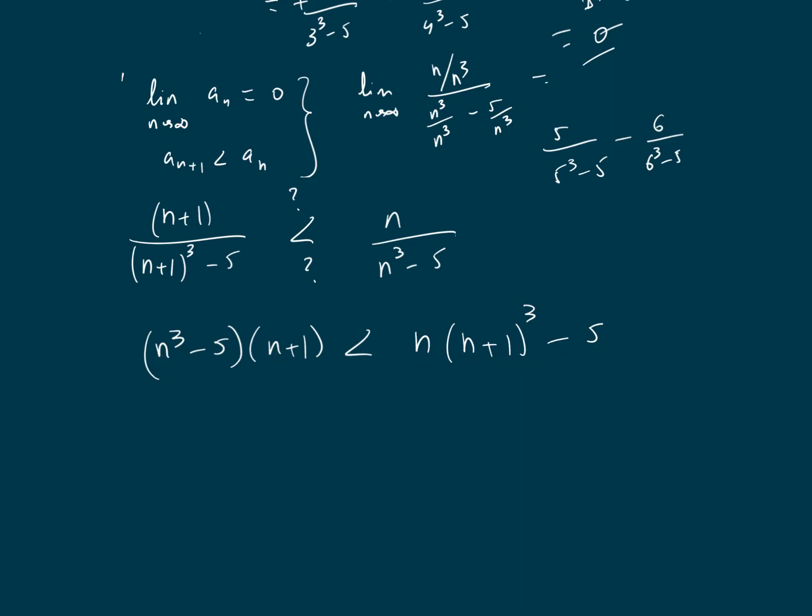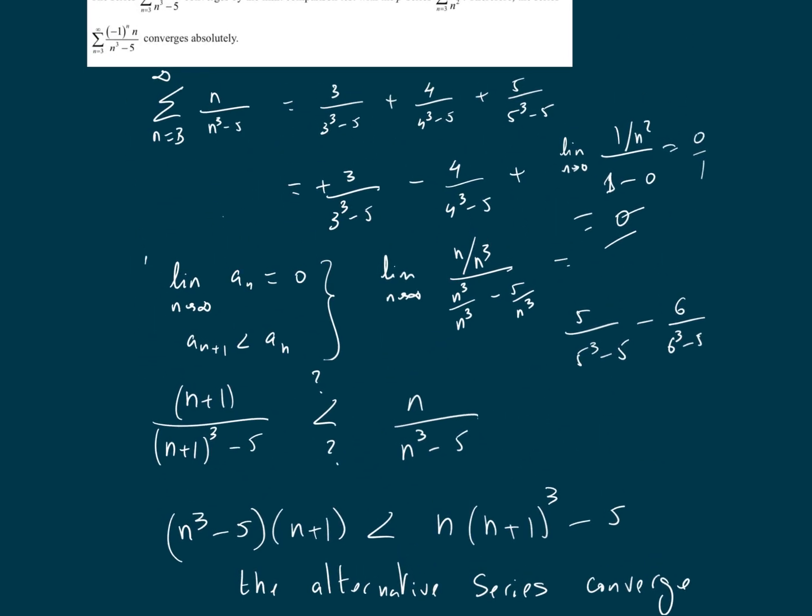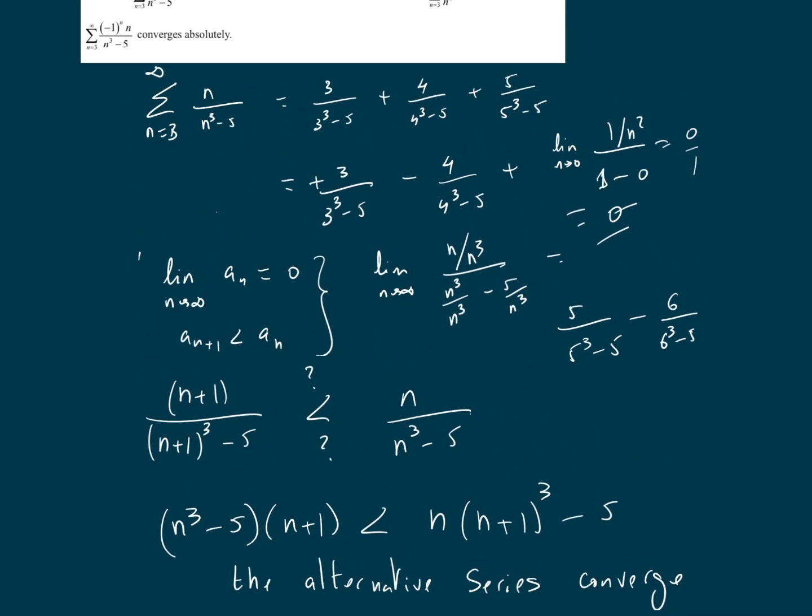You develop here, you multiply here, and you will see that always the right side of the equation is bigger than the left side of the equation. So as a conclusion, we will say that the alternating series converges. And what is the alternating series? The alternating series is the series that does plus 3 divided by this one. This one is the alternating series.